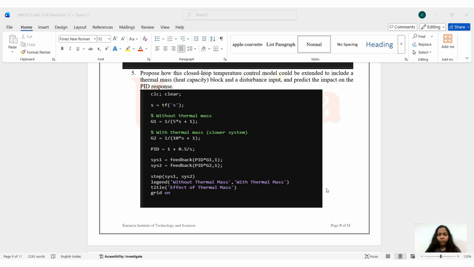So, in conclusion, these five concepts provide a deeper understanding of how a temperature control system operates and how different parameters affect its performance. By seeing controller types, signal conversion, tuning methods, simulation settings, and system extensions, we gain practical knowledge of designing efficient and stable control systems. This understanding is essential for applying control theory in real world engineering applications such as industrial automation and smart systems.